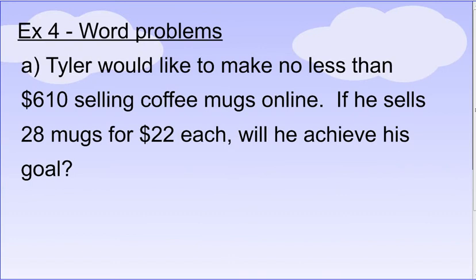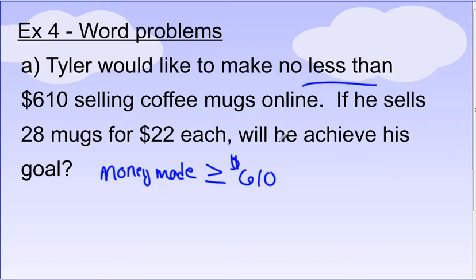First thing first, verbal model. The verbal model helps organize your thoughts, get them down on paper to make sure you're thinking about the problem correctly. So, the money he wants to make here, he wants it to be no less than $610. So he wants this amount of money he made to be bigger than or equal to $610, right? No less than, which means he's that much or bigger. So he wants the money he made to be bigger than or equal to $610.